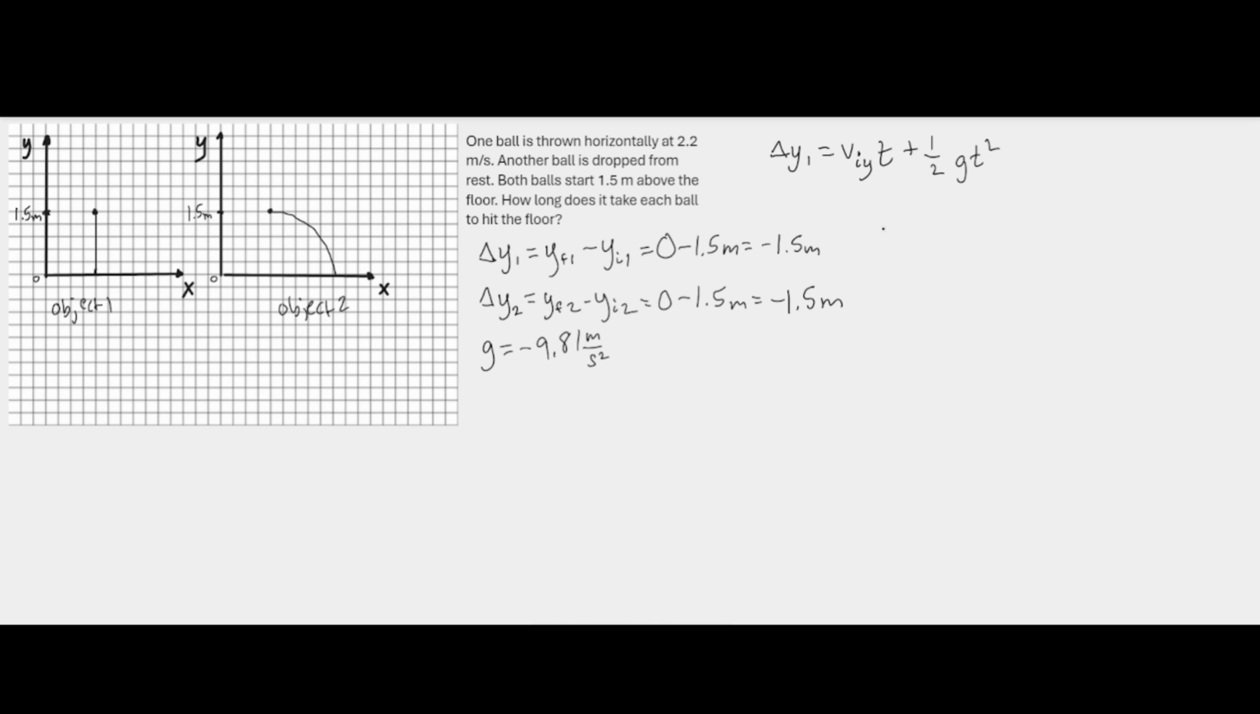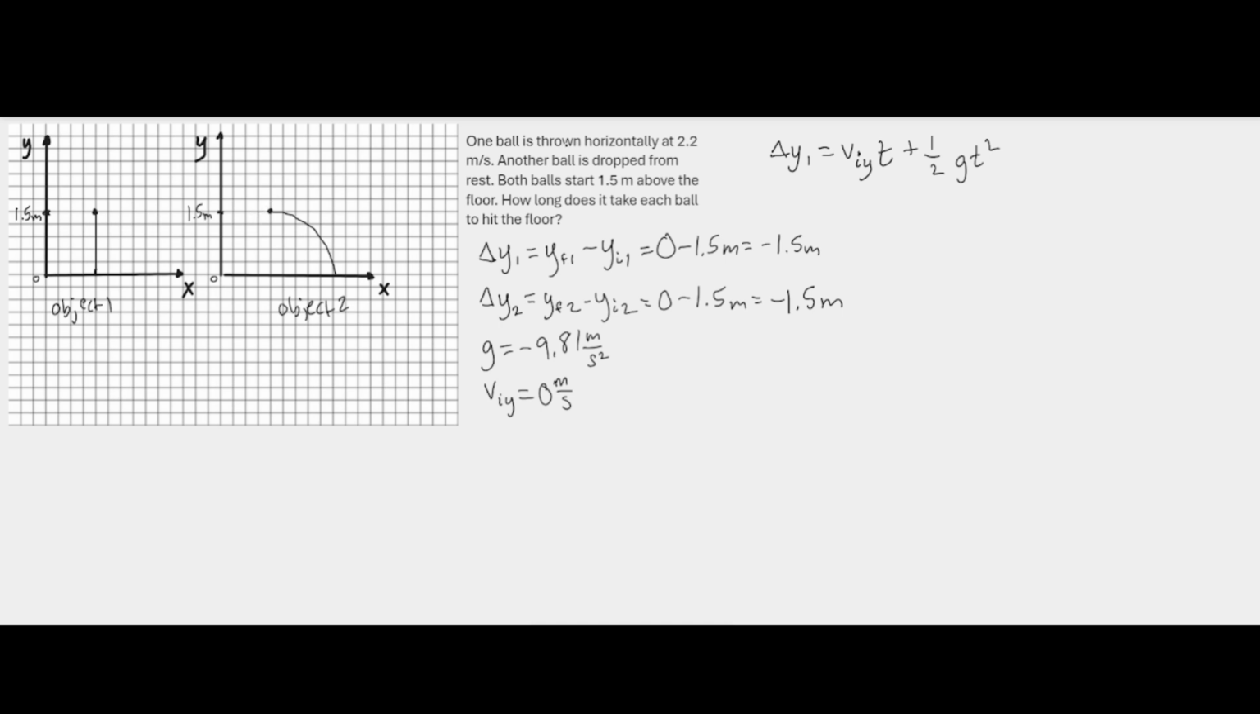The equation of motion for object 1 would be delta y1 is equal to the initial velocity in the y direction times time plus 1/2 g t squared. Do we know the initial velocity in the y direction? We haven't discussed that. Well, what would that be? For object 1, it's being dropped. So what's its initial velocity in the y direction? If you're just holding that ball in your hand, well, v_iy is equal to 0 meters per second.